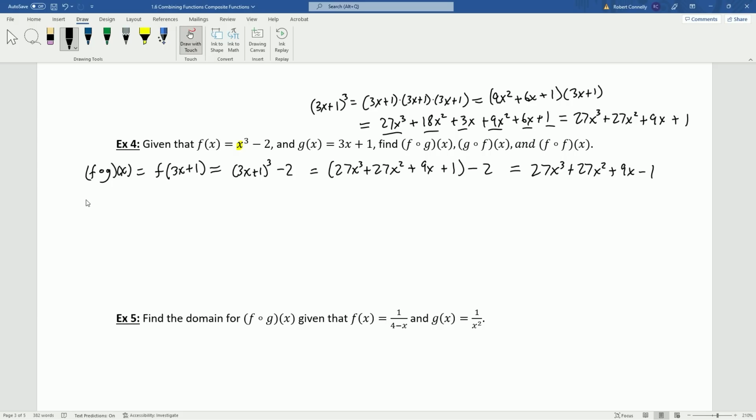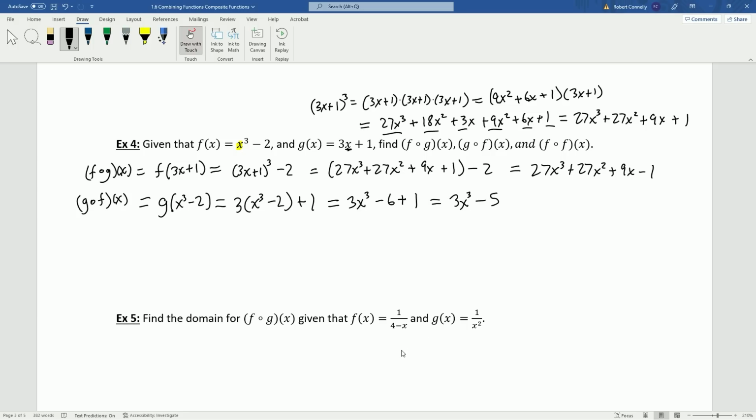Okay, so now let's take a look at g of f of x. So this one means take the function g and replace its input with f, the entire function. That's x cubed minus 2. So here we're going to replace this x. So that's 3 times x cubed minus 2 plus 1. So this gives us 3x cubed minus 6 plus 1. That's 3x cubed minus 5.